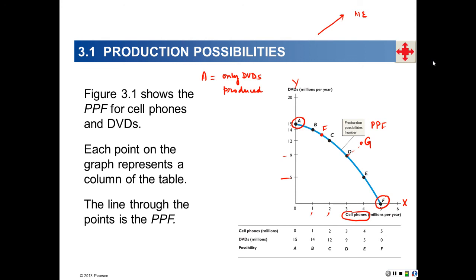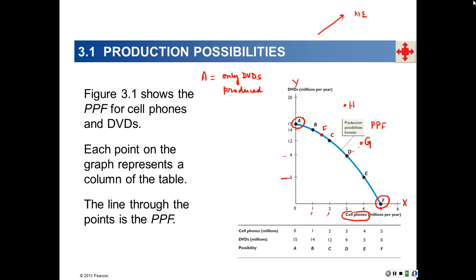Yes? So the point I'm trying to make here is that all points that lie outside the PPF, and when I say outside, I mean points like G, points like the one I've just drawn, let's call that point H. Points like these are not possible for this country to make. Agreed? Because there simply aren't enough resources to produce those combinations. Right? Now, the blue line itself, all points lying on the production possibilities frontier are possible to make. Correct? That's why it's called production possibilities, you see. Those are the combinations that are possible to produce, hence production possibilities.